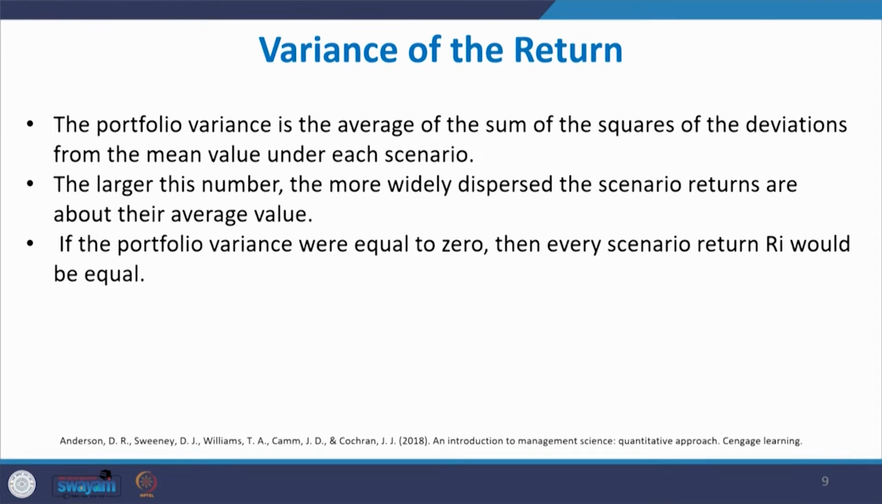The larger this number, the more widely dispersed the scenario returns are about their average values. If the variance is higher, that means there is more spread in their returns, it is more risk. If the portfolio variance were equal to 0, then every scenario return R i would be equal. So, that means in every scenario you are getting equal return, that means there is no variance, variance is 0.